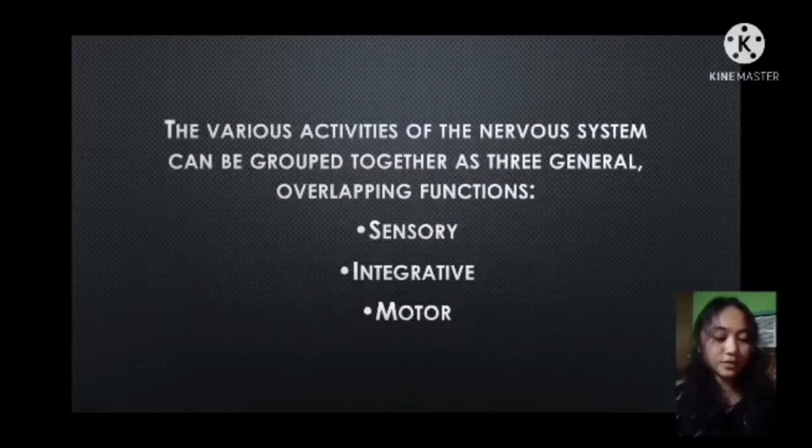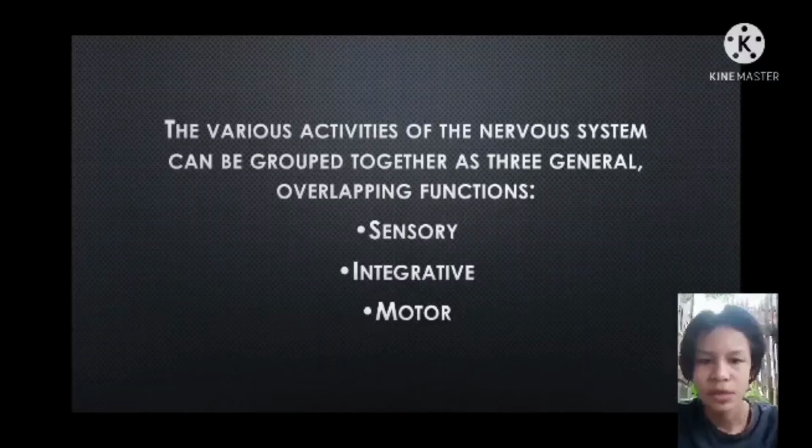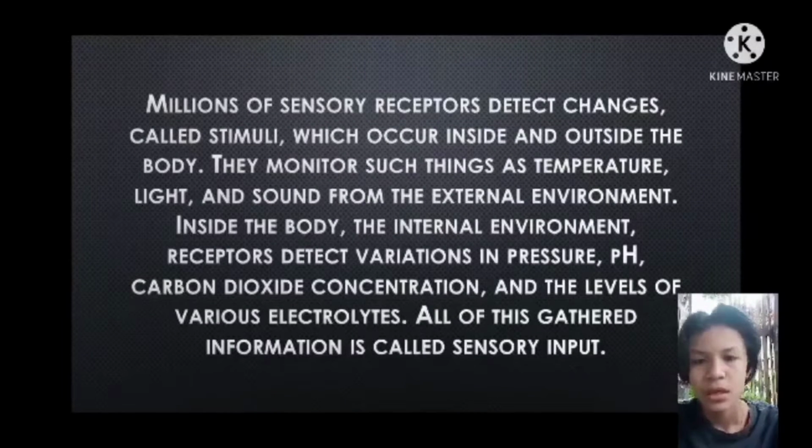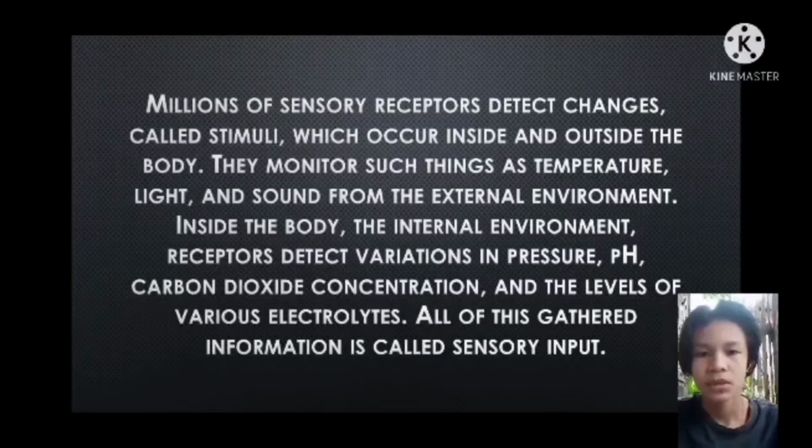The various activities of the nervous system can be grouped together as three general, overlapping functions: sensory, integrative, and motor. Sensory receptors detect changes called stimuli, which occur inside and outside the body. They monitor such things as temperature, light, and sound in the external environment. Inside the body, the internal environment receptors detect variations in pressure, pH, carbon dioxide concentration, and the levels of various electrolytes. All of this gathered information is called sensory input.